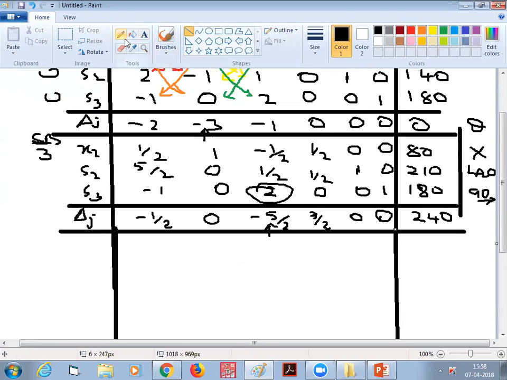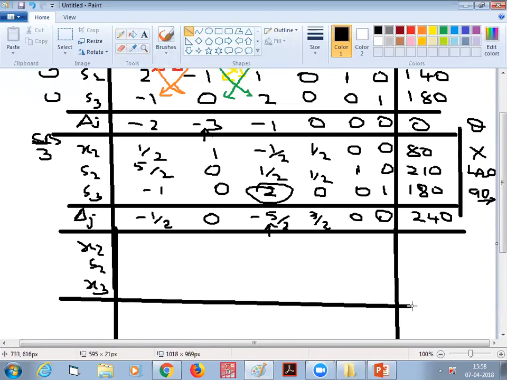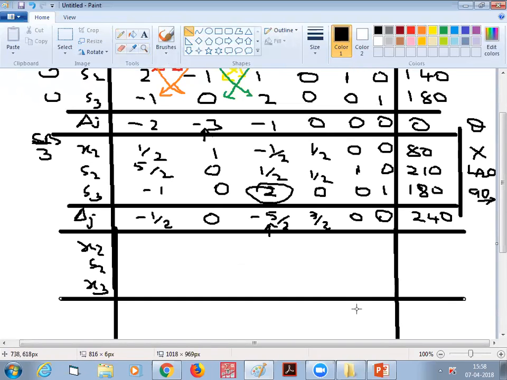Okay, so what are the new basic variables? X2 remains basic, S2 remains basic, S3 is replaced by X3. So we'll have X2, S2, and X3.